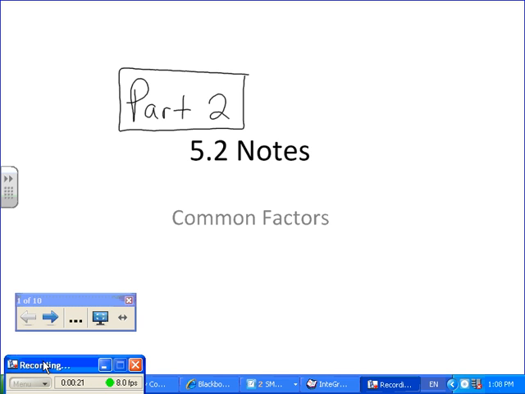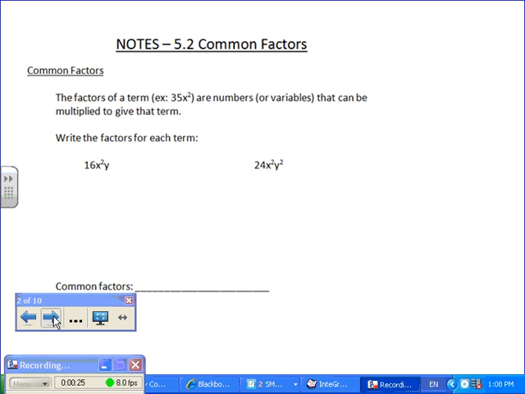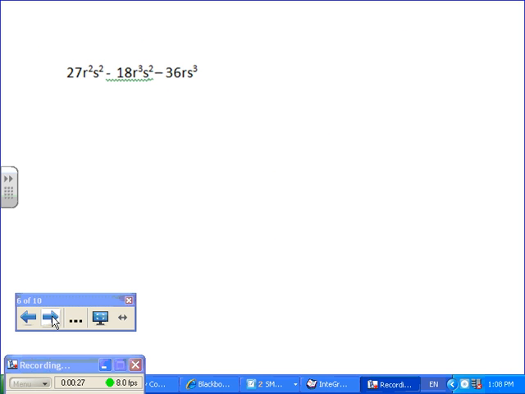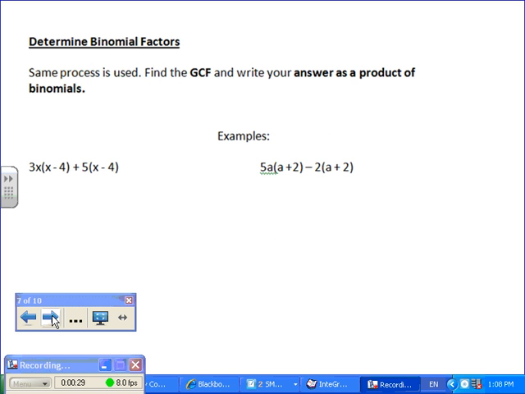And we're going to actually work a little bit backwards here. So in your 5.2 notes, I'd like you to flip right to the very end, to the last page of your notes that says determine binomial factors. We're still talking about factoring. Up until now, we've looked at how to figure out what the GCF is, the greatest common factor, and pull it out front, or in other words, factor it out of a polynomial.